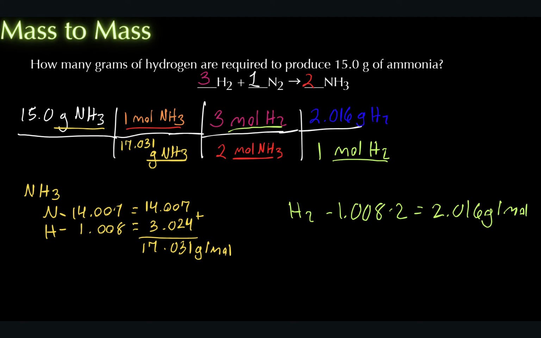Now we're ending in the grams of H2, which is what we are trying to find. So we are able to go ahead and solve. We'll get 15 times 3 times 2.016, all divided by 17.031, which will get us 5.33 grams of H2 as our answer.